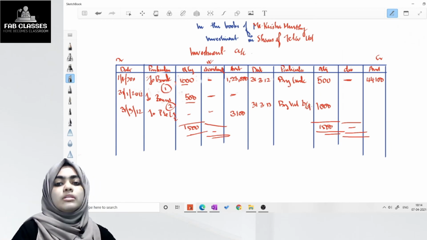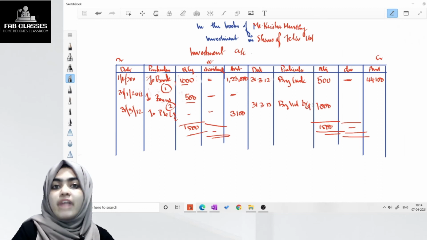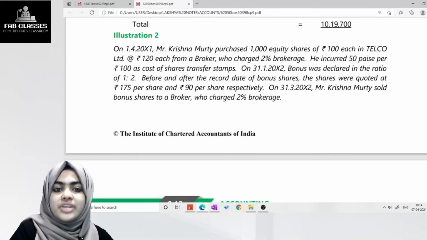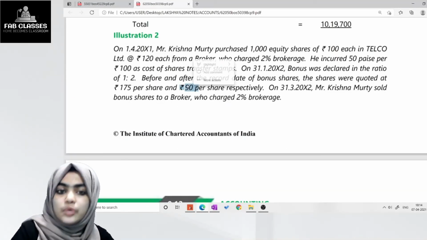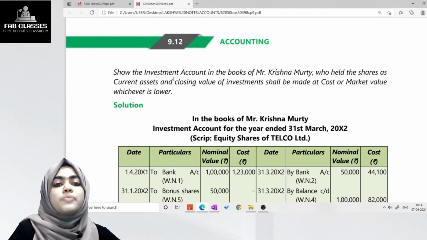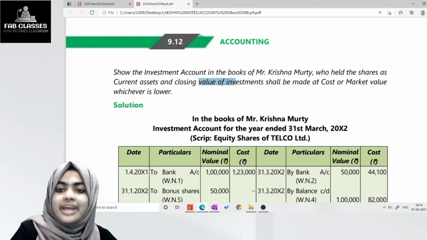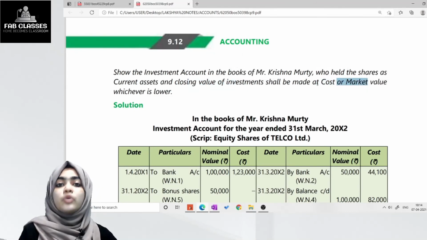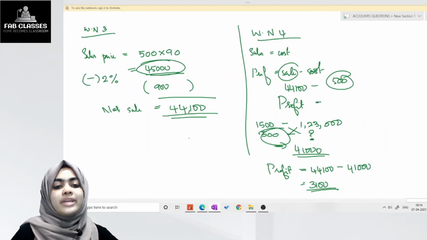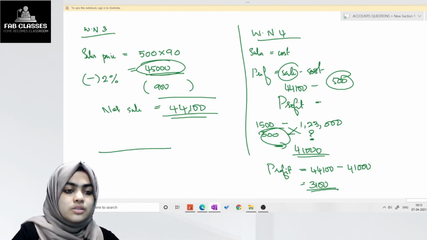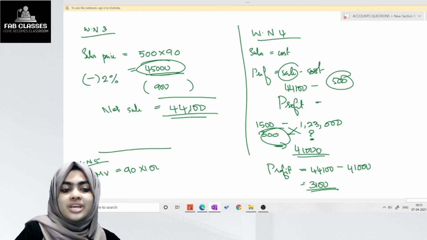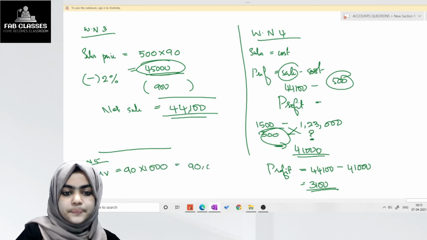And now we have to find out the cost of these 1000 shares. We know that the market value of these 1000 shares is 90, because after the issue of the bonus shares, the value of shares has become 90. Here it is clearly specified that the closing value shall be recorded at cost or market value. So we have to find out the market value also, the cost also. The market value is very simple. This is working note number 5. They have directly given that the market value is 90. So for 1000 shares, the market value will be 90,000.